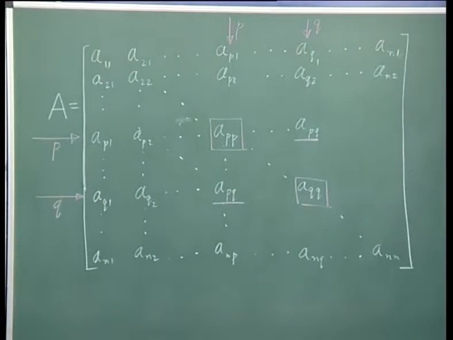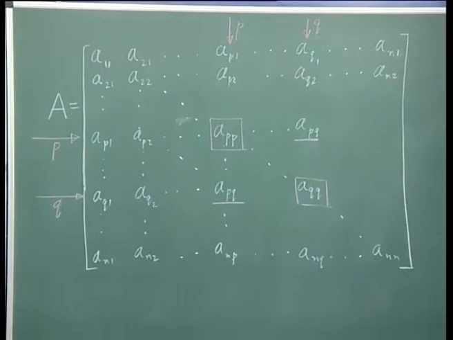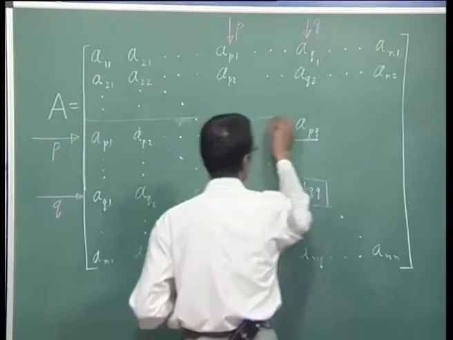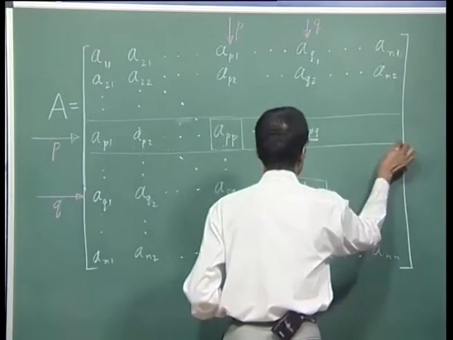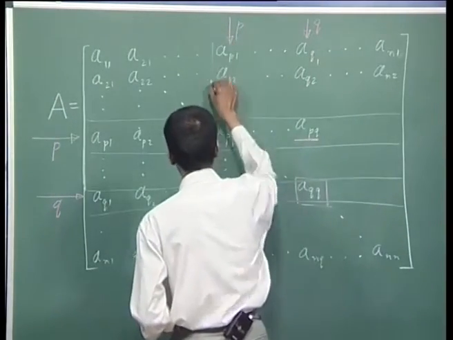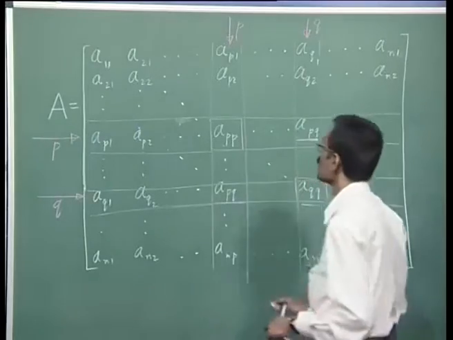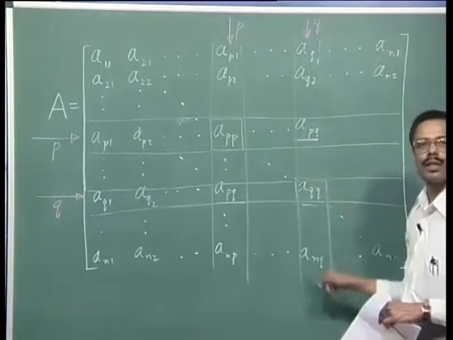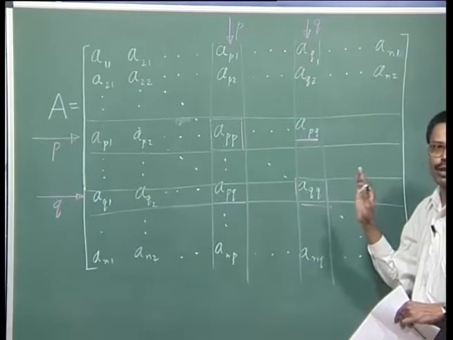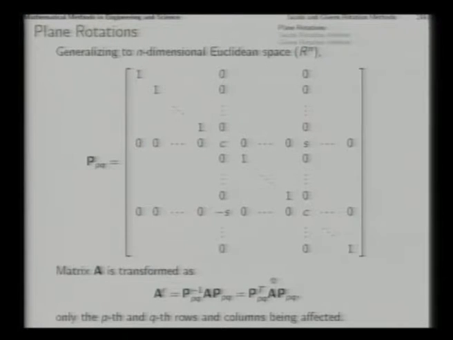That means, through this entire transformation, only those entries of A get changed which fall either on the pth and qth rows or the pth and qth columns. So, these are the elements of A which are going to change through this entire transformation, right. Now, how are they changed?